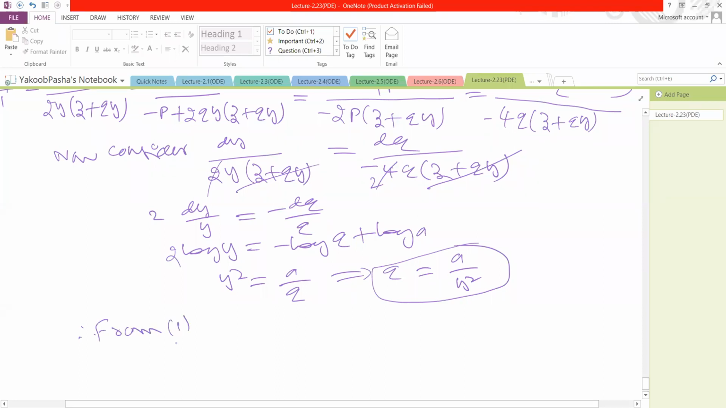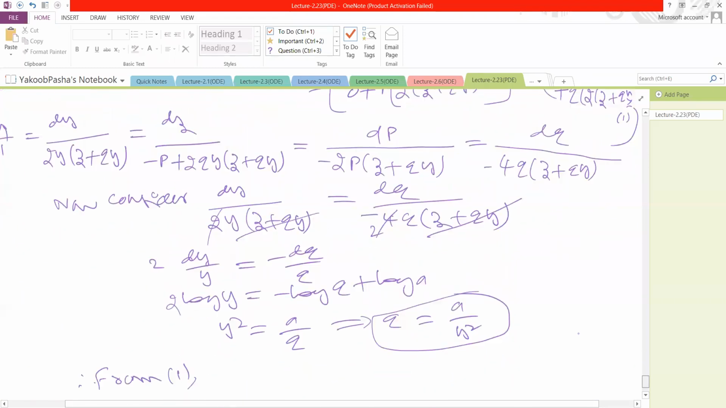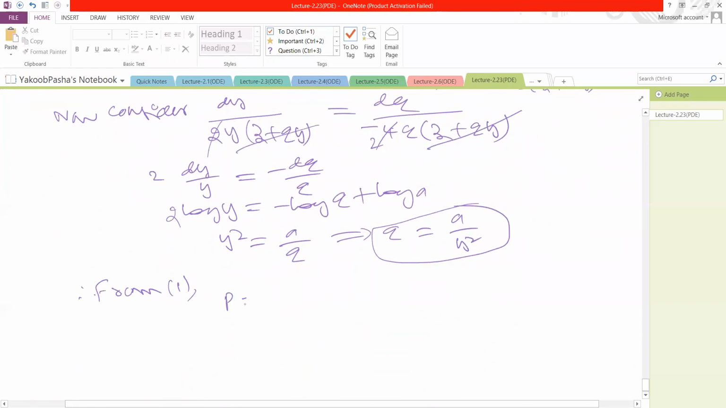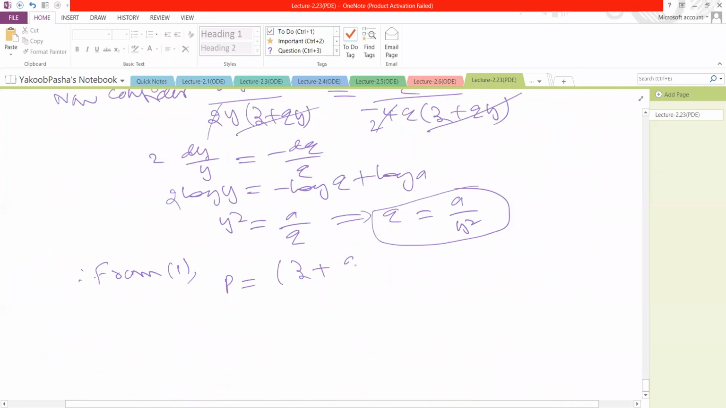Therefore, from equation 1, p is equal to (z plus qy) whole square. So p is equal to z plus qy, where q means a by y square into y, whole square. So here one y will be cancelled. p is equal to (z plus a by y) whole square. This is the p value.